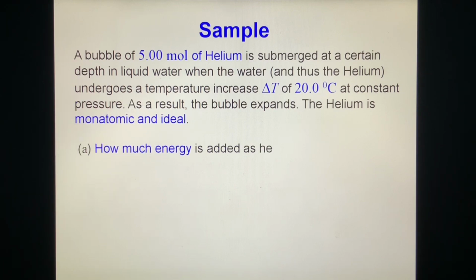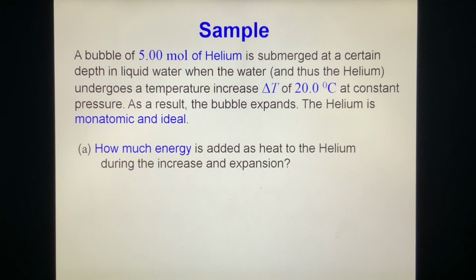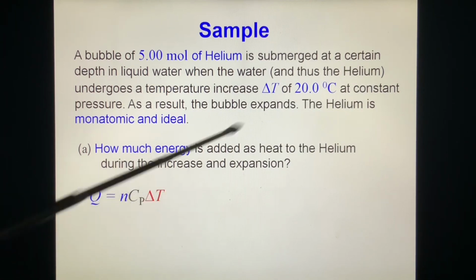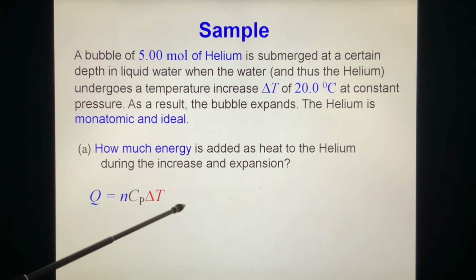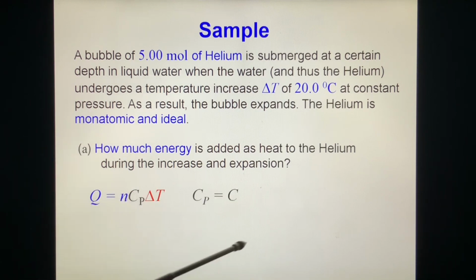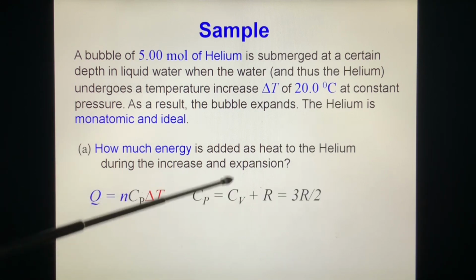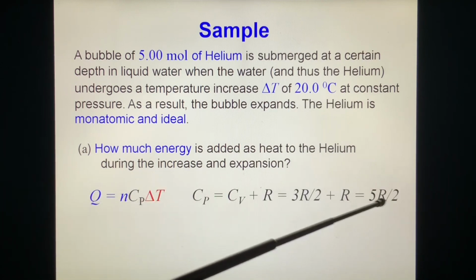Question A: how much energy is added as heat to the helium during the increase and expansion? We want to find Q. This is a constant pressure process, so by definition Q equals n Cp delta T. We know delta T is 20.0 degrees. We know Cp because it's monatomic: Cp equals Cv plus R, and Cv is 3/2 R, so Cp is 5R over 2.